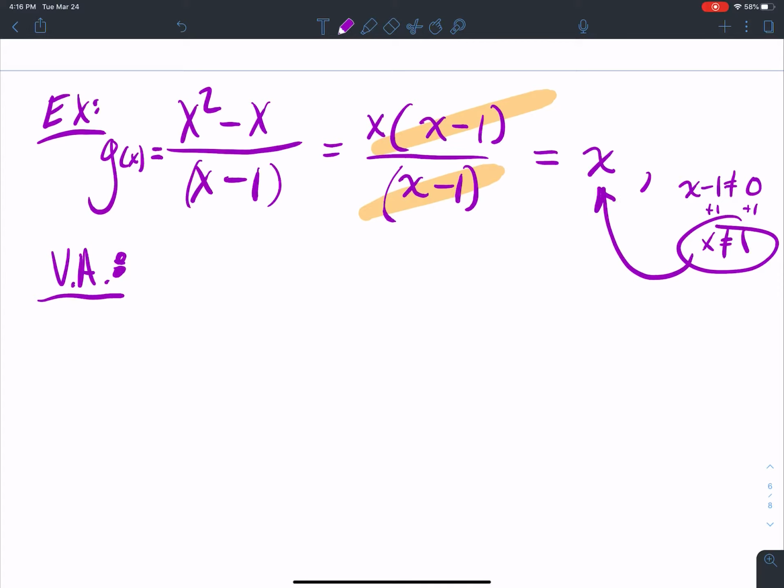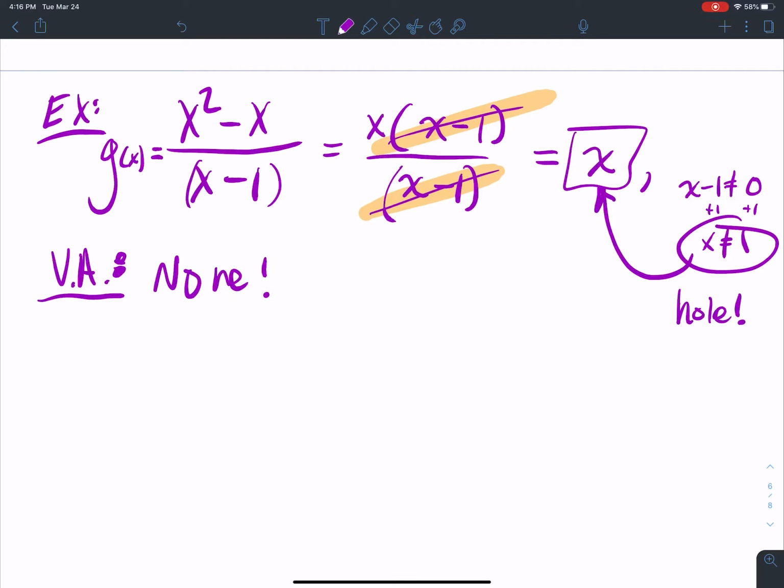So what's happening at 1? Well, this is what's known as a hole. Okay, so when I see factors cancel like this, then I'm going to end up having a hole there. Now, vertical asymptote. Is there a vertical asymptote for the equation y equal x or g of x equal to x for this one? Don't think so. I think it's just a line that's slope 1. Okay, so there is none.